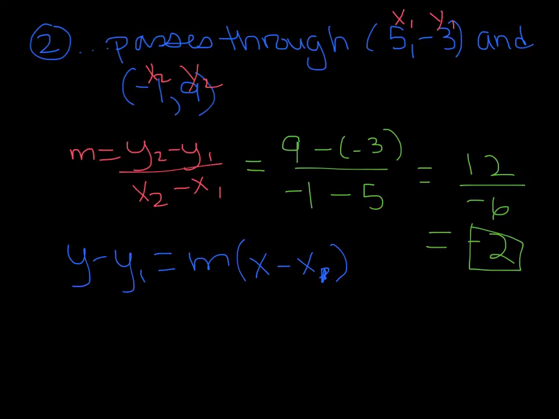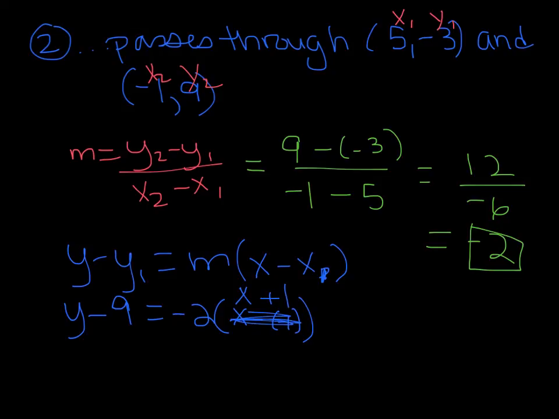And even though I've listed 5, negative 3 as x1 and y1, I can still use the negative 1, 9. It doesn't really matter. It's up to you. So what I'm going to do is I'm going to put in my negative 1, 9. I get y minus 9 equals my slope, my m that I just found, negative 2 times x minus negative 1. Which actually, if you want, you don't even need to do this step. You can just write it as x plus 1.